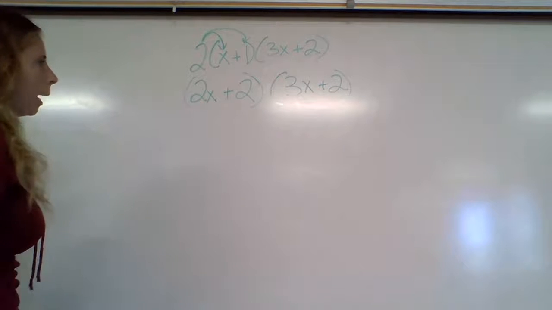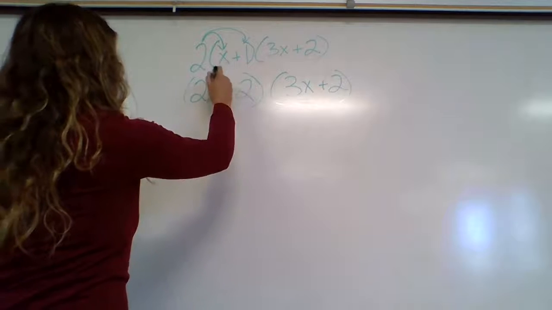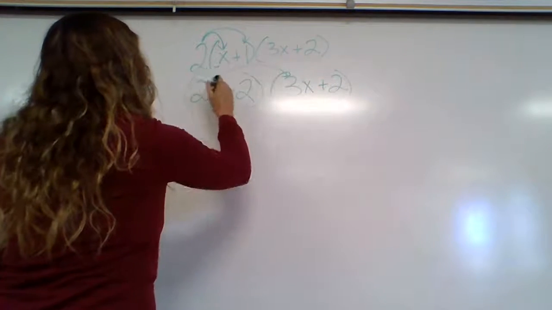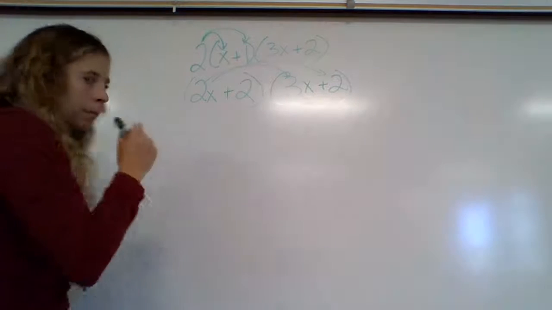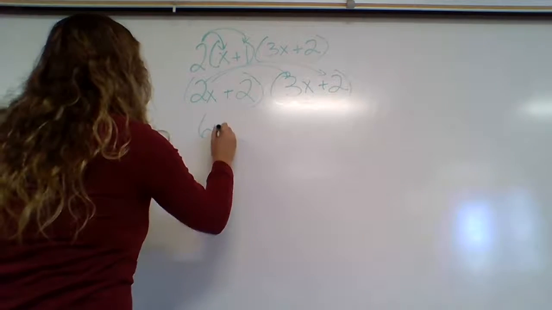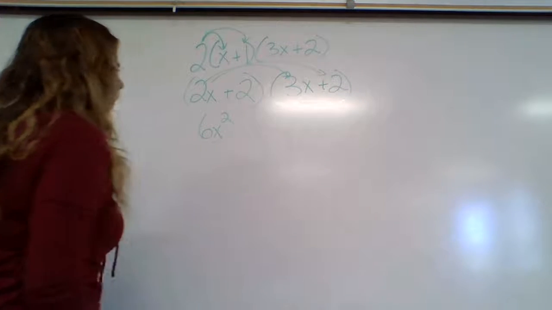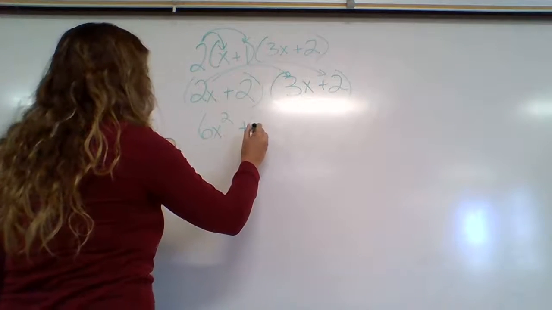Now multiply it like we normally would. So ignore the 2, start with the 2x, but bam. 2x times 3x is 6x squared. All right, 2x times 2 is 4x.